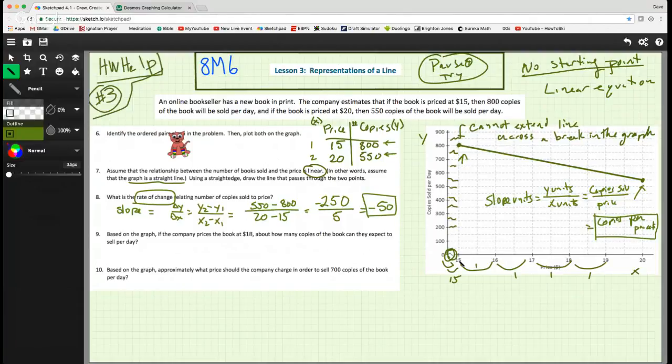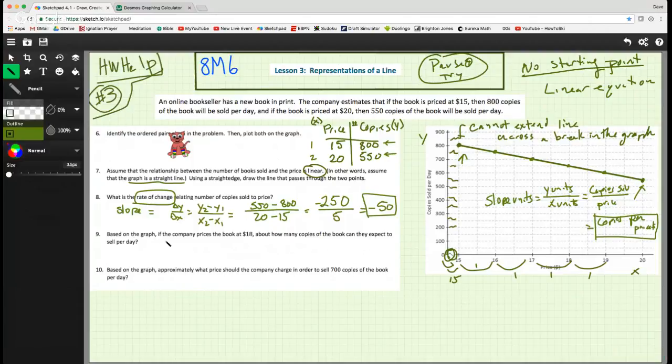So again, if we want to sell at $15, we can sell 800. If we sell at 16, we can only sell 750. We sell 50 less. And if we sell it for 17, $1 more, it's 50 copies less, 50 copies less for every additional dollar.